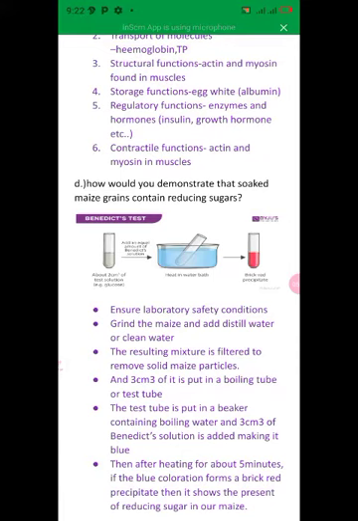Benedict's solution, which is blue in color, and then you heat it in a beaker containing water for about 5 minutes. After heating, if you see a brick red precipitate being formed, it means the presence of a reducing sugar. If the color of the solution remains blue, it means there is no reducing sugar in the solution. So that's how you test for the presence of a reducing sugar in maize.